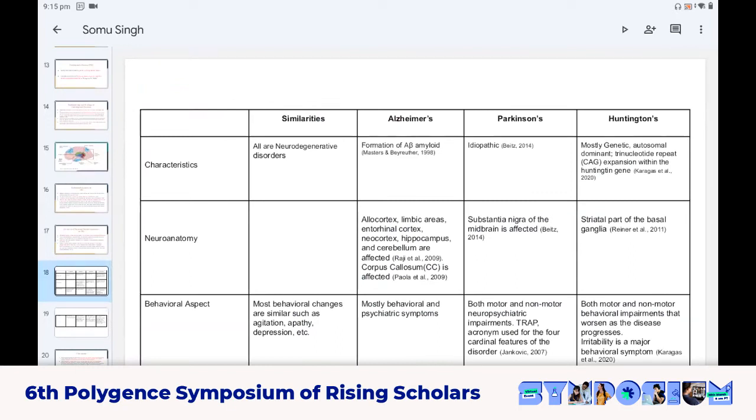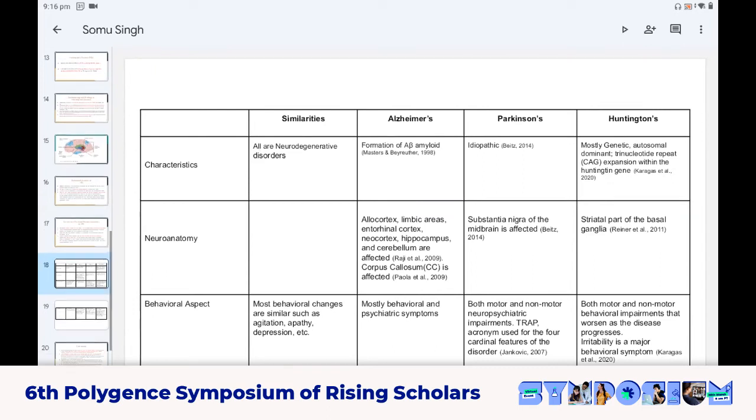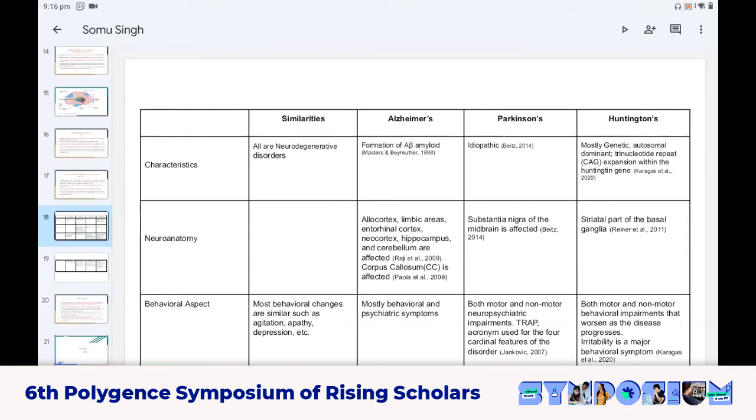So as you noticed in the previous slides, though there were many differences in the etiology or the neuroanatomy part, because the brain regions where neuronal loss occurs were different, the behavioral aspects were similar in most of these diseases, apart from the motor impairments. But the psychiatric symptoms were more or less the same. As you can see here, these were symptoms such as agitation, apathy, depression, etc.